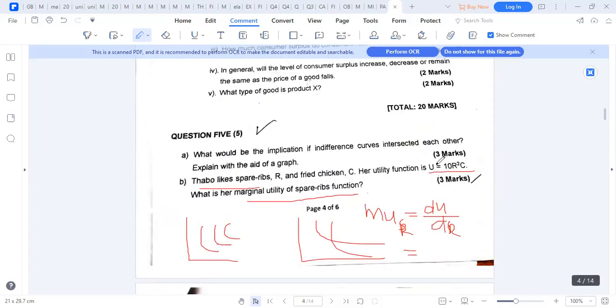So if you please impress me, as you write your exam, it's not all about you. I'm also in the gap standing, wondering what you guys are writing. So what is the marginal utility of spare ribs? Can somebody do this for me? 20C. The U over the R. Our dummy is what? There's a 10 here. Yes, so it's 20RC.